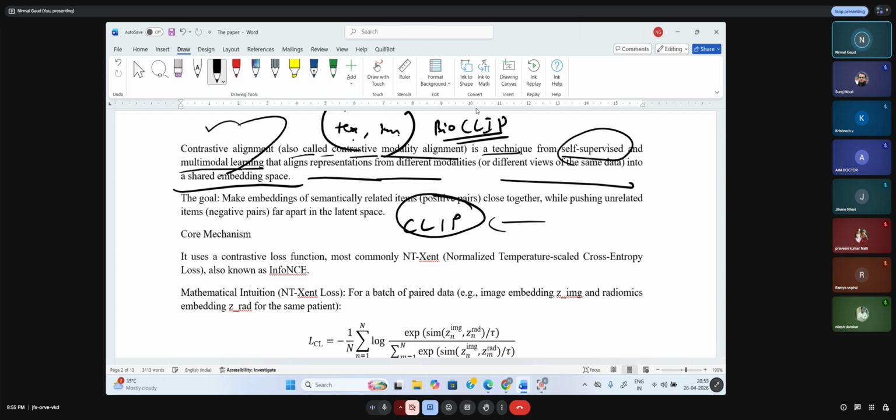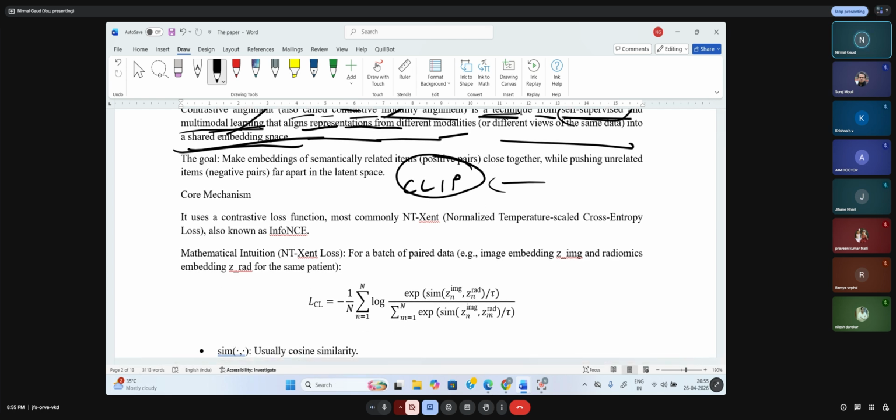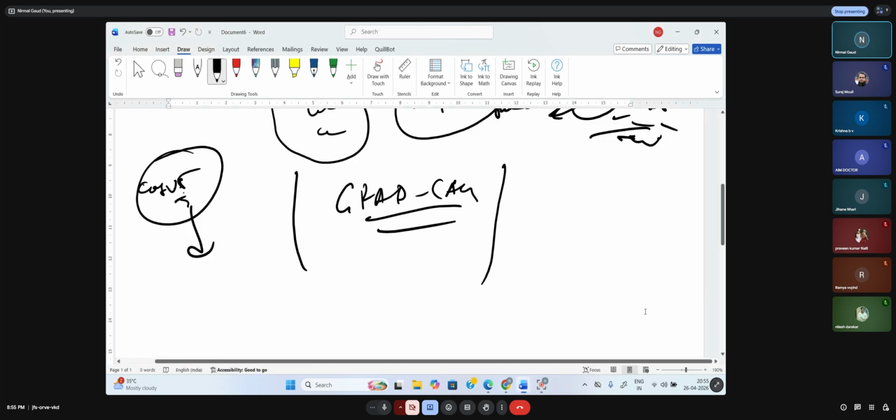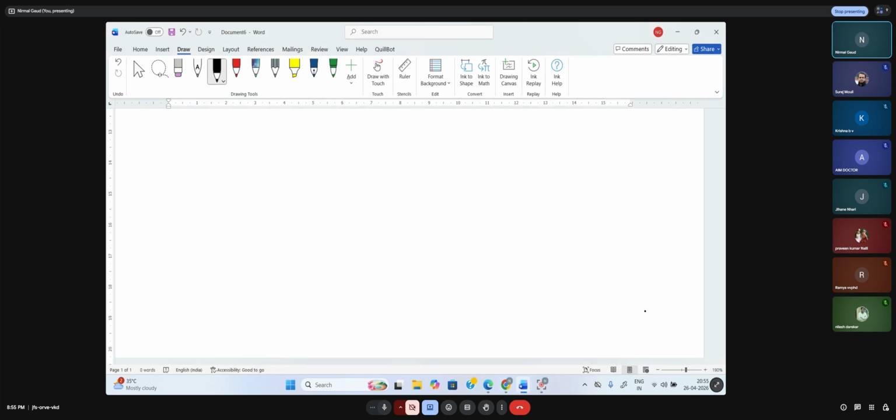So what they are saying is, it is a technique from self-supervised and multimodal learning that aligns representations from different modalities into a shared embedding space. You know what happens here, what they're trying to say. They're talking about self-learning. We prepare a model, we give images to the model, train the model. Now, for example, some new image, new data came. Are you looking forward to retraining the model? No, sir, this is a hectic process.